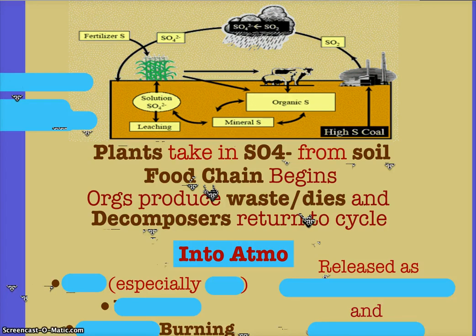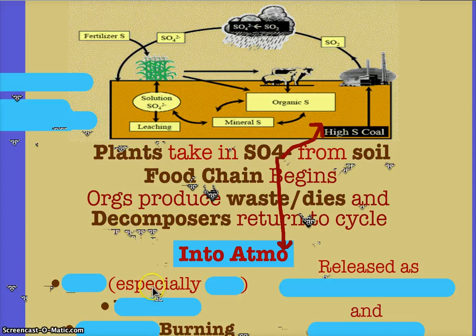Now, my decomposers can either return the sulfate back into the soil, or they can put it into the atmosphere, which we haven't talked about, okay? Because we were talking about sulfur in the soil going into the plant, an organism eating the plant, returning it to the soil. But if it goes into the atmosphere, other things can happen, and I want you to know that other things besides decomposition can put sulfur in the atmosphere. What else can put sulfur in the atmosphere? Or sulfate, I should say. Or sulfur dioxide.